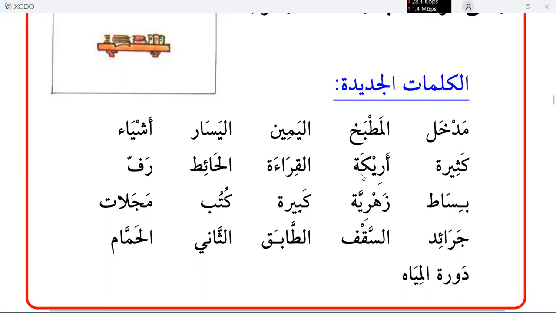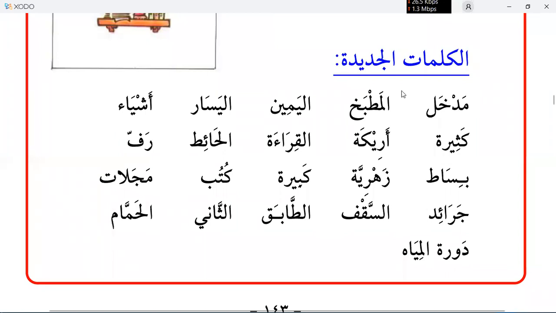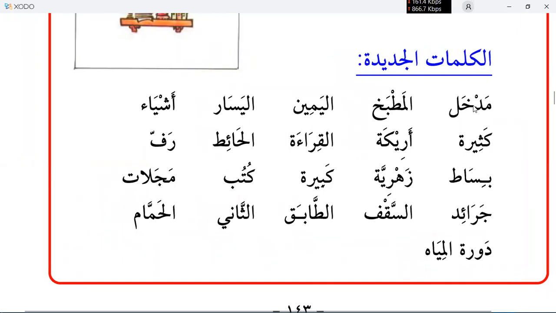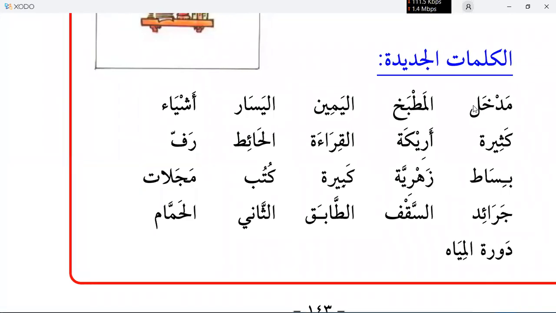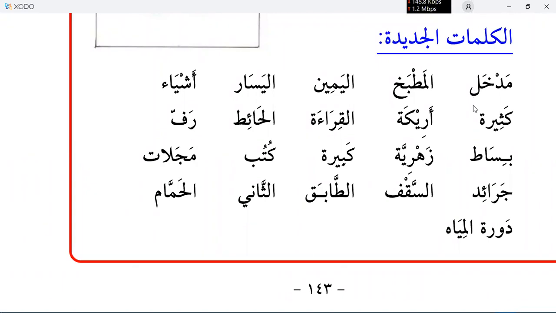Miss Faiza Muhammad Deen. Al-kalimat al-jadida, word meanings. Tell me their meaning. Mudkhal, entrance. Matbakh, kitchen. Yamin, right side. Yasar, left side. Al-ashya, things. Kathira, many.